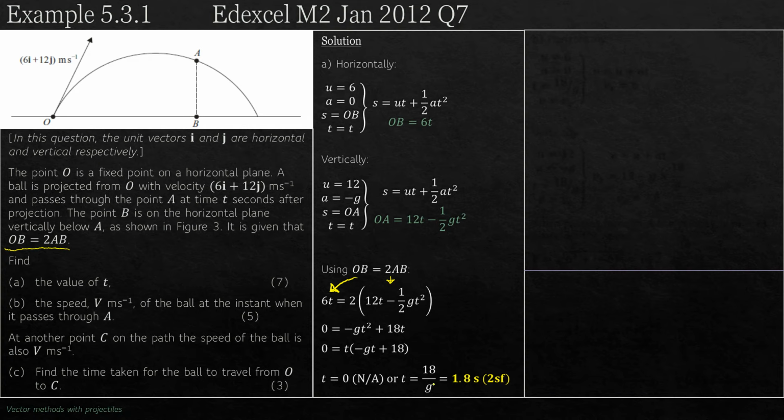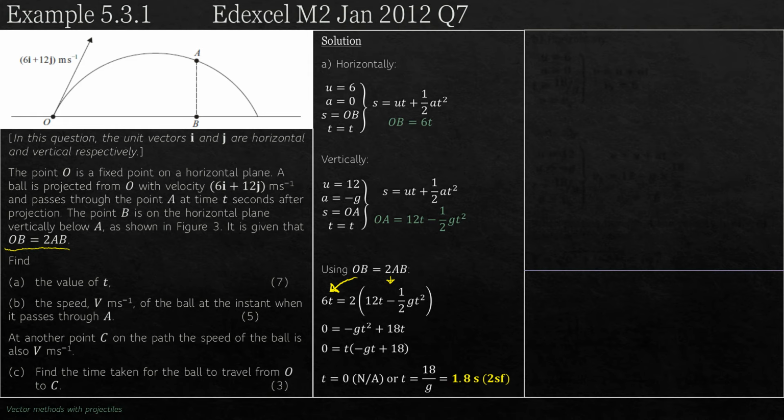The one we do want is t equals 18 over g. And with g being 9.8, we get 1.8. It is okay to leave your answer as a fraction involving g. That would be allowed. But if you turn it into a decimal, you must give 2 sig fig, because g was rounded to 2 sig fig.